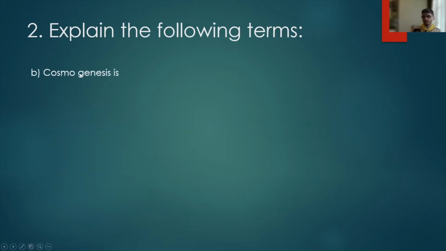Cosmogenesis. We already know the word Genesis. We found it in the Bible, and it means beginning. So basically, cosmogenesis is the origin or evolution of the universe. So the main question it is trying to answer is, how did the universe begin? Genesis is beginning. So how did it begin?